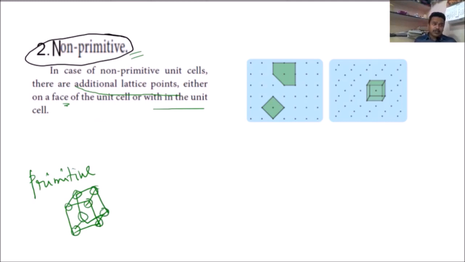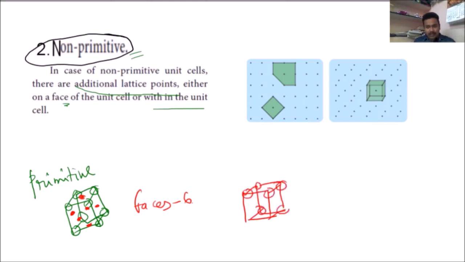In addition to this, the lattice point may be present on the faces. How many faces are there? For a cube, above one face, below one face, this side one face, this side one face, back side one face, front side one face. So overall, in a cube, 6 faces are there. This is also called a non-primitive. Otherwise my cube is there as usual, my unit cell, and all the corners are occupied, which means this is a primitive.